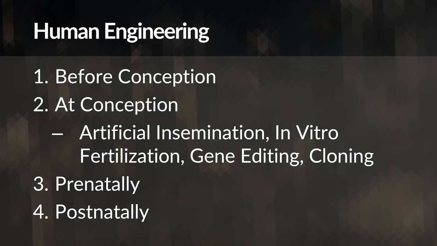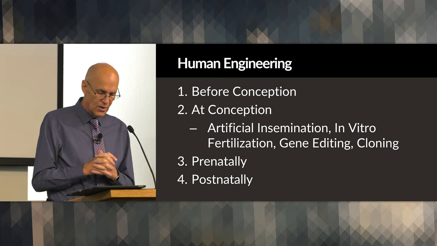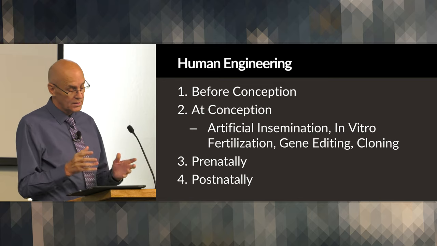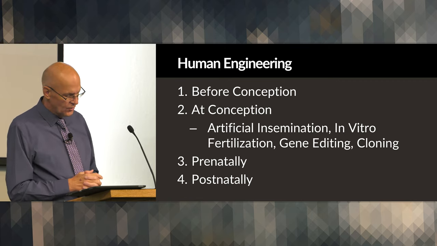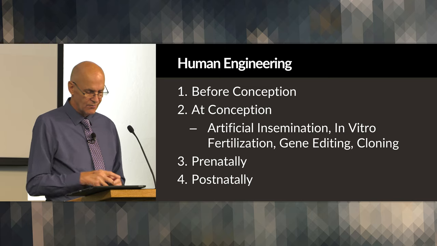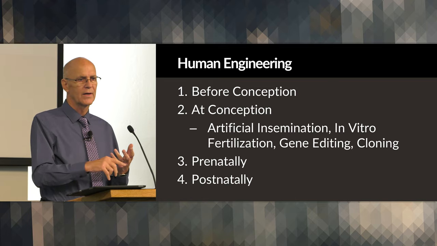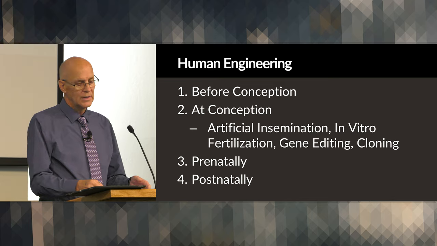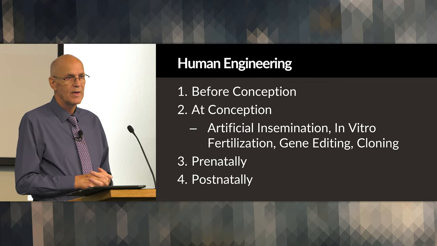Then we talked about human engineering at conception, artificial insemination, in vitro fertilization. Again, okay as long as the one flesh principle is respected and no embryos are intentionally killed. And then gene editing, the newest research. With gene editing, you have the possibility of producing designer babies. I want blue eyes, I want blonde hair, I want a tall one, this, that, whatever. So we have now the dawning of the time when we can produce babies a la carte.